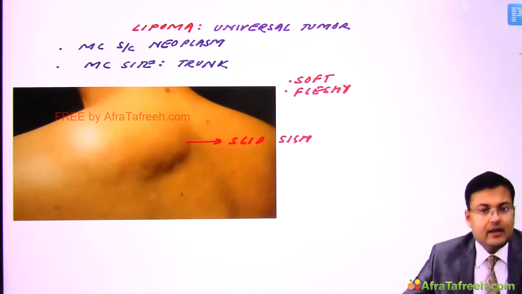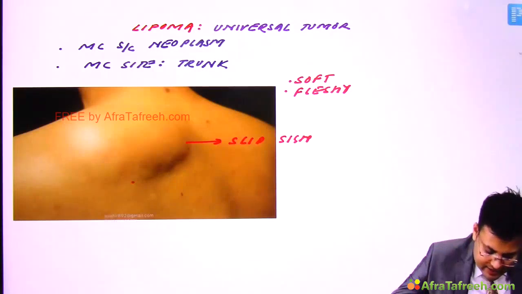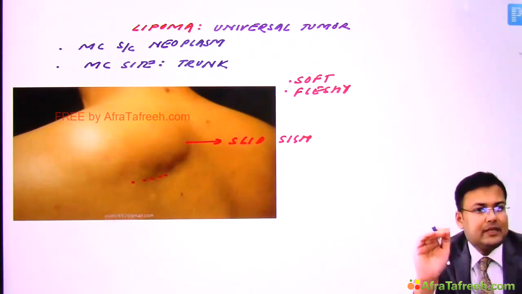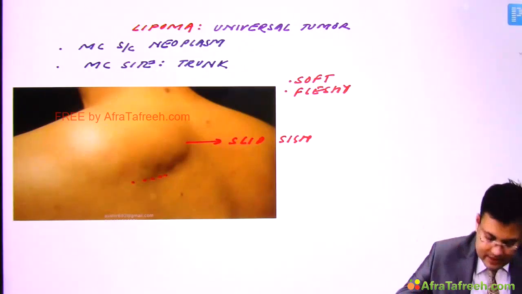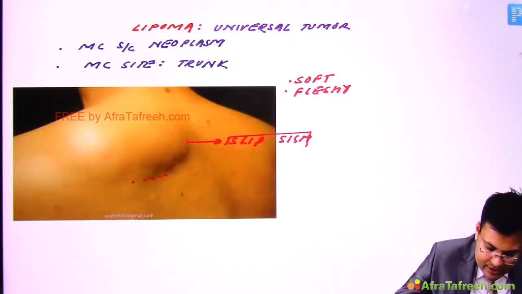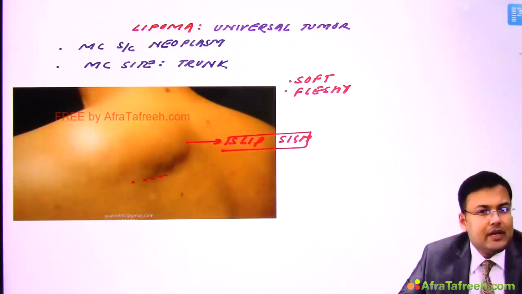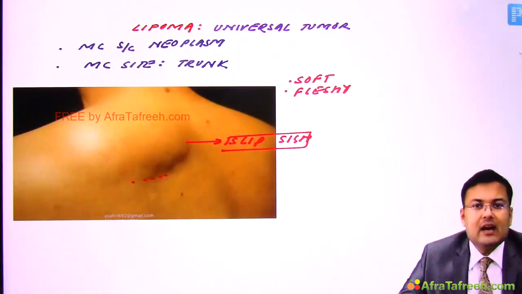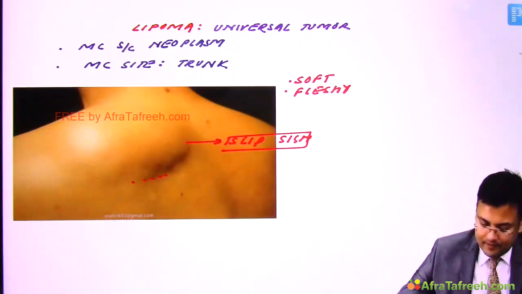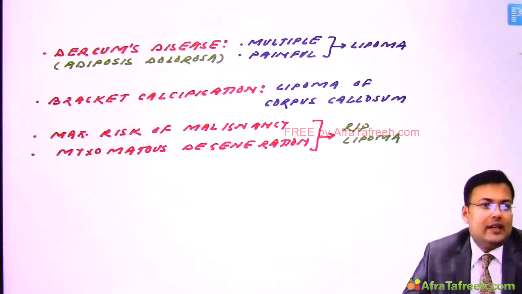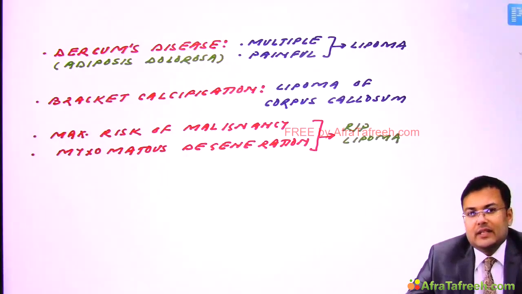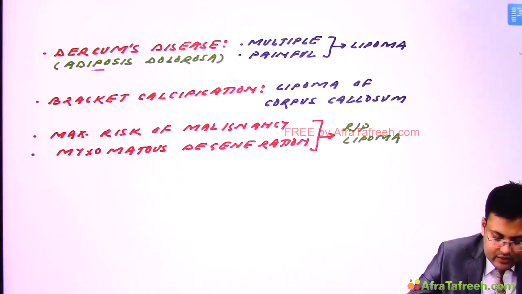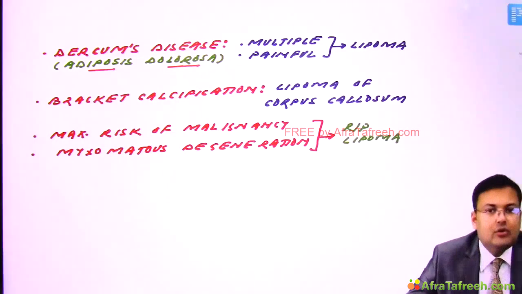So what is slip sign? If the edge of the lump is pressed, what? The swelling slips away from beneath the finger. Clear? So this is slip sign, which is positive in lipoma. There are multiple one-liner questions which are asked about variants of lipoma. See those important questions. Now see, these are the one-liner questions which are asked in relation to lipoma. First is Dercum's disease. So what is Dercum's disease? It is also known as adiposis dolorosa.